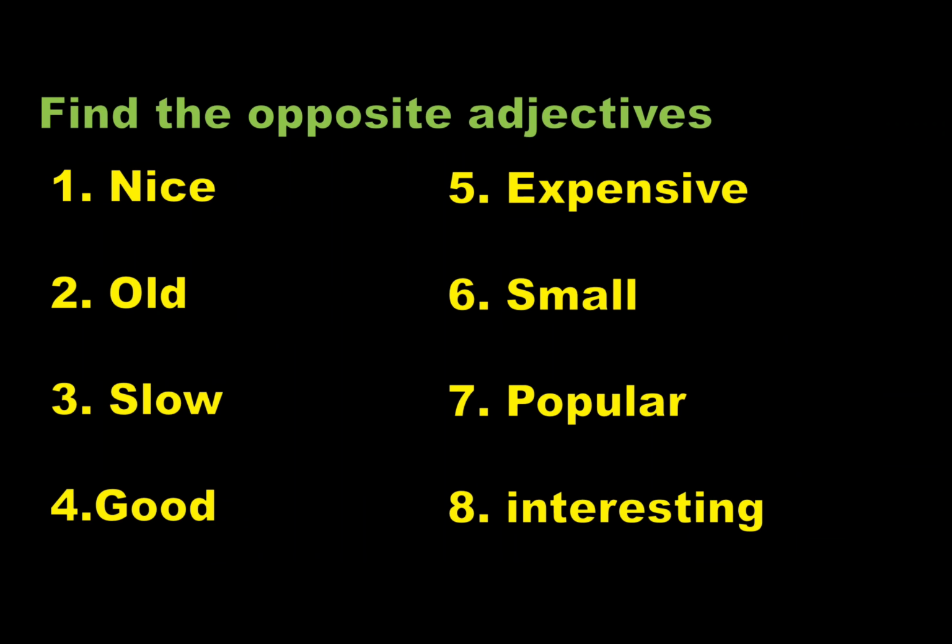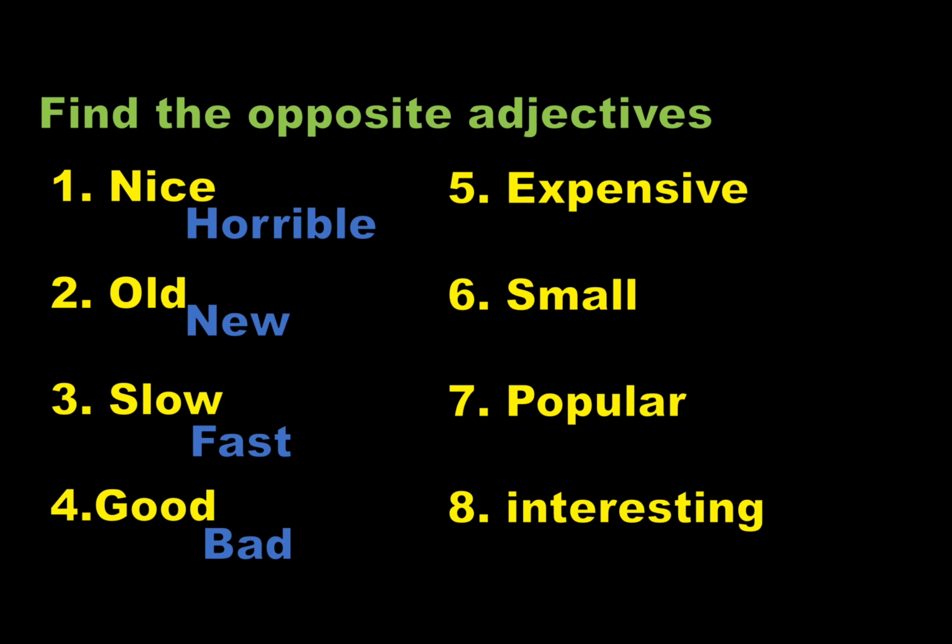Let's find the opposite adjectives that appear in the reading. Number 1. What's the opposite adjective for nice? It's horrible. Number 2. What's the opposite adjective for old? It's new. Number 3. What's the opposite adjective for slow? It's fast. Number 4. What's the opposite adjective for good? It's bad. Number 5. What's the opposite adjective for expensive?